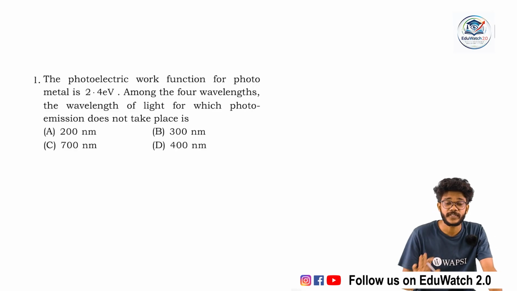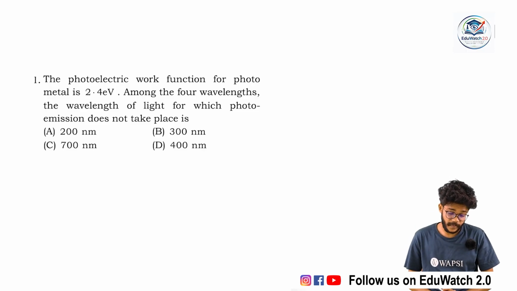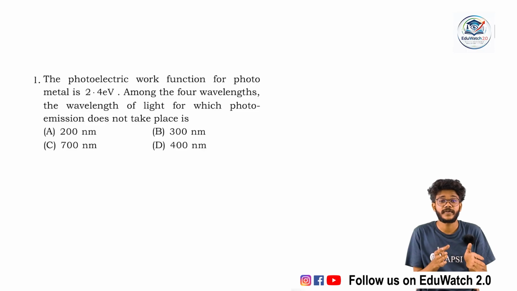Okay, so the first question is: the photoelectric work function for a photometal is 2.4 electron volt. Among the four wavelengths, which is the wavelength of light for which photoemission does not take place? So what is the main working of this phenomenon?